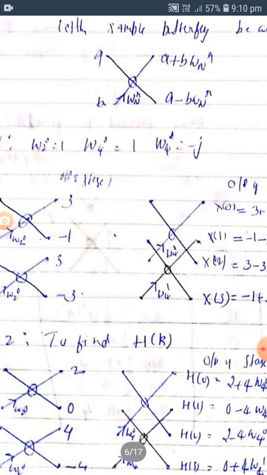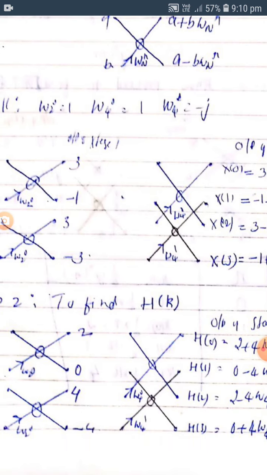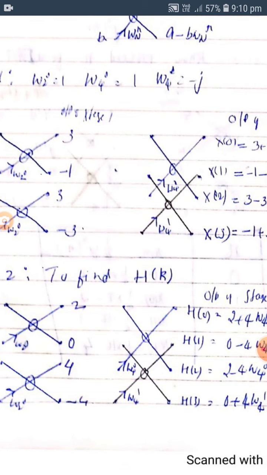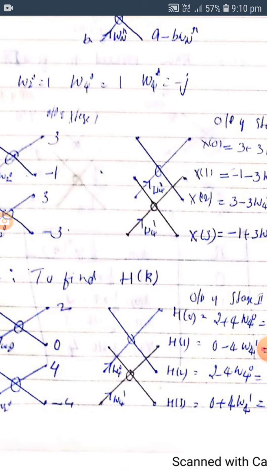Similarly, for the second stage, you have to consider all 4 lines at a time. There will be 4 lines. Leave the top 2 lines and take the next 2 lines. For the next 2 lines, it will be omega 4 power of 0 and omega 4 power of 1. So you have to cross the first line to the first line of the next group. The second line you have to cross to the second line of this. This is 1 to 1.